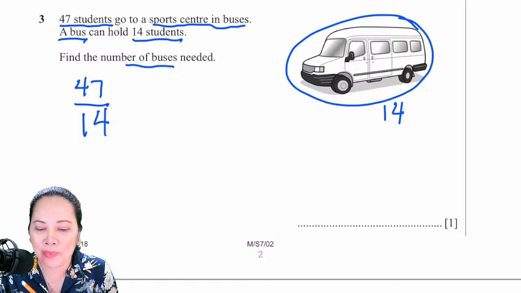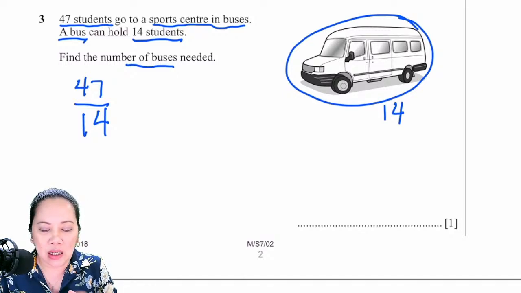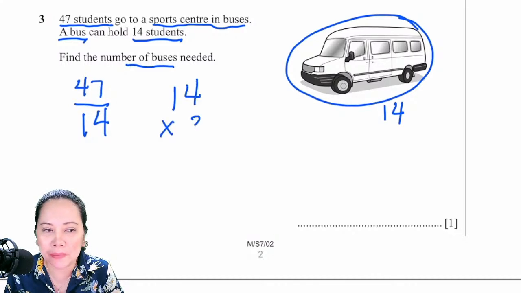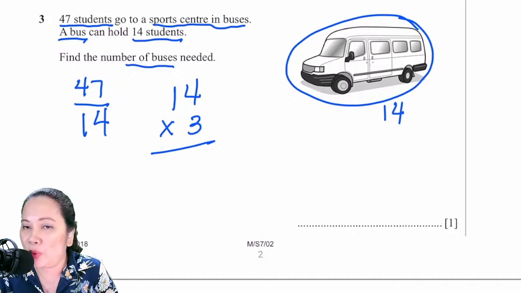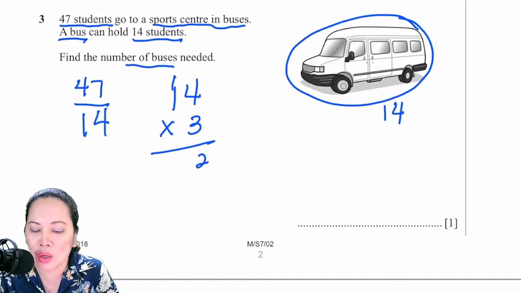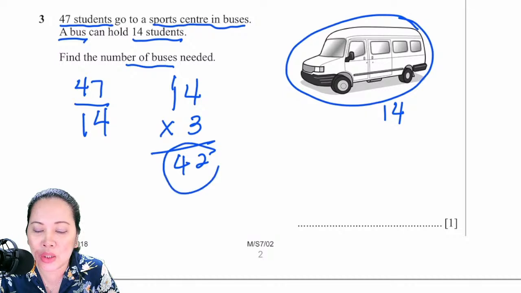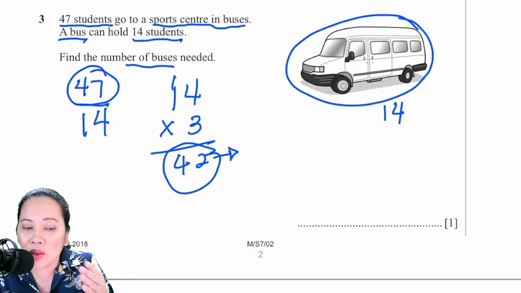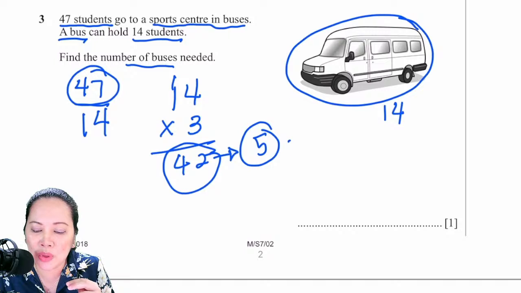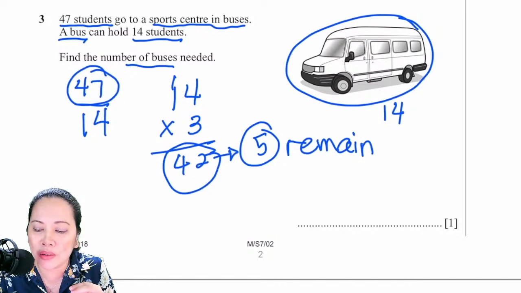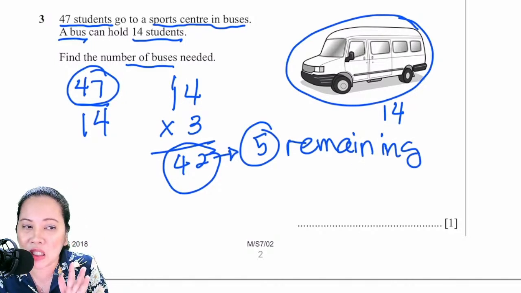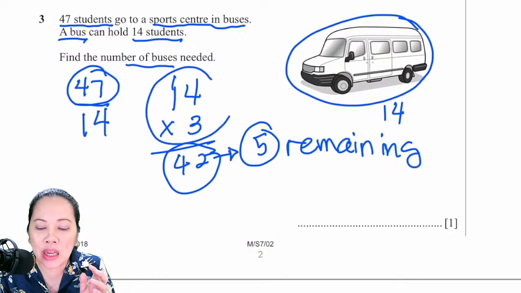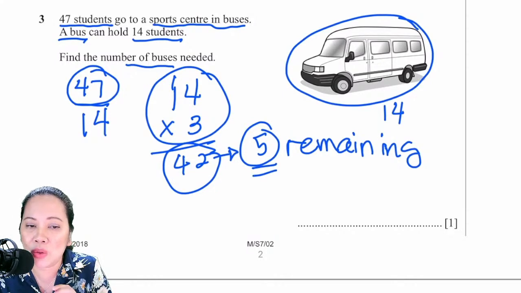So how do we solve this question? First, you have to multiply 14 by 3. 4 times 3 is 12, and 3 times 1 is 3, so that's 42, right? Since there are 47 students, out of the 47 there are 5 remaining. We call this the remainder. So you have 3 buses, and there will be 5 students remaining.